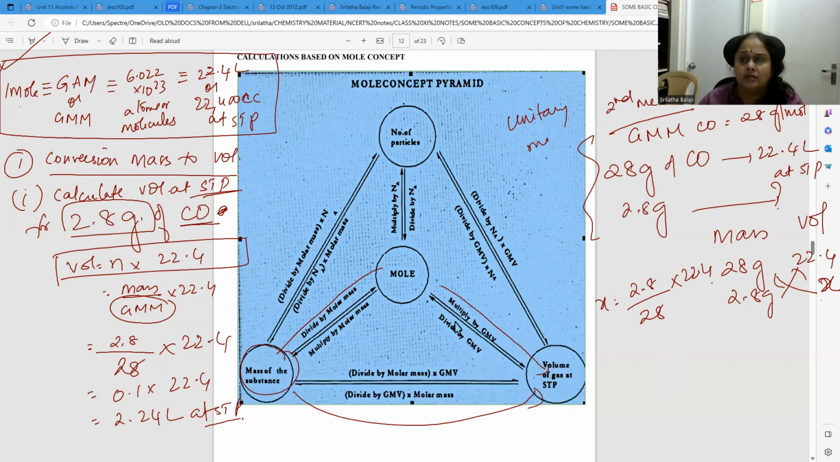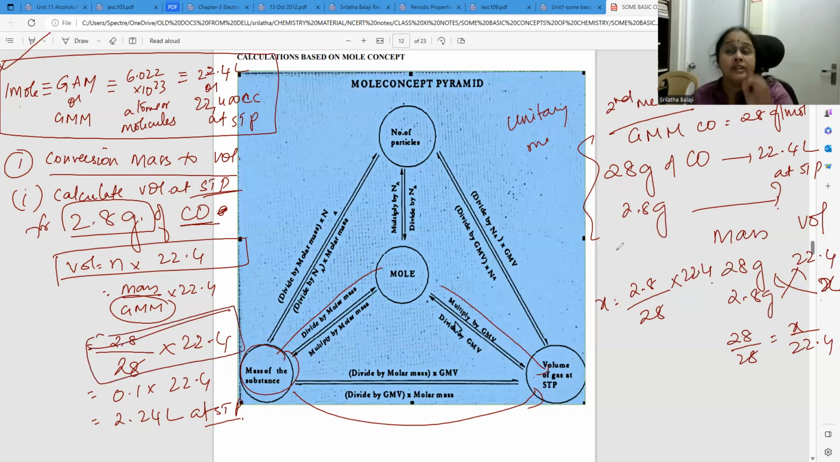Clear? Are you getting it? The relation will be like this. 2.8 by 28 is equal to x by 22.4. So what is x? 2.8 by 28 into 22.4. Isn't this the same thing we got? So you can use any method. You can use the direct method or you can use the formula method. If you don't want to remember the formula, you can use the direct method. Both are correct, but you have to write the steps.